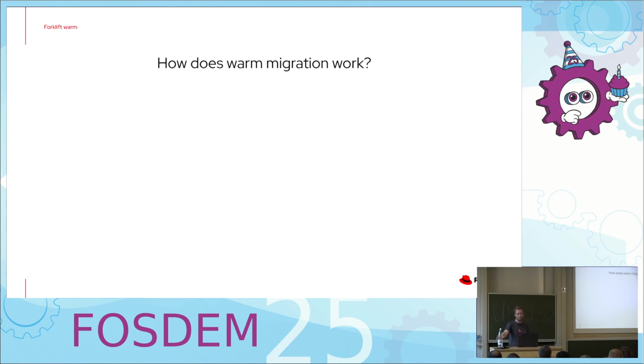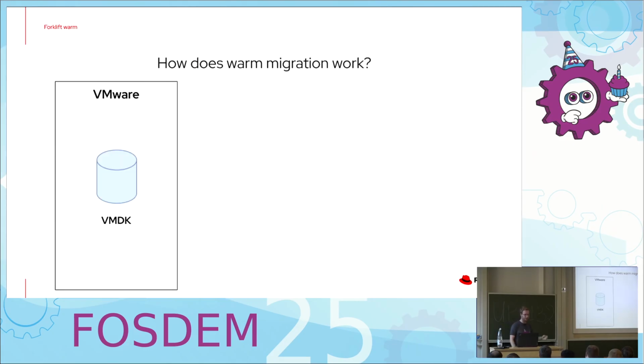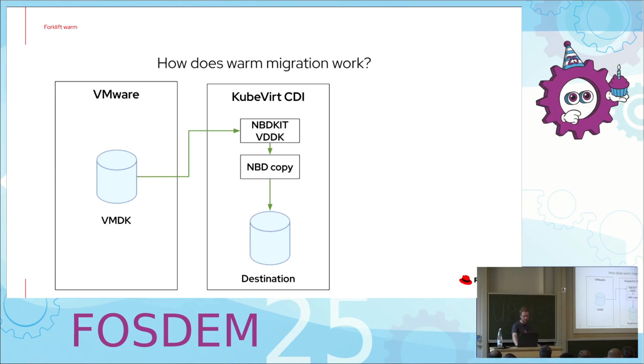But more interesting is the warm migration. So we have again the VMDK on the VMware side. We have moved the NBDKit from V2V to a separate project called KubeVirt Containerized Data Importer, CDI, which manages the transfer. This allows us to use additional VMware features, such as change block tracking. So we create a snapshot on top of the VM, and we migrate the underlying disk.